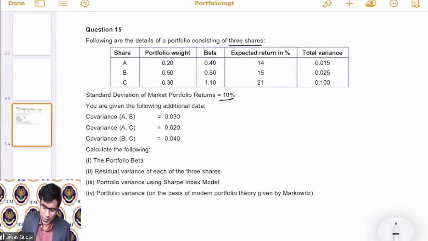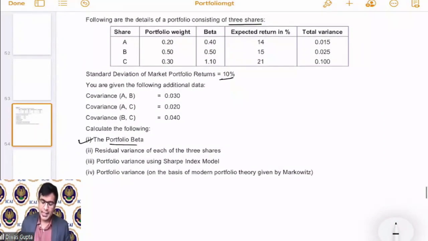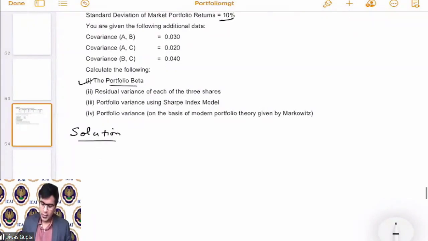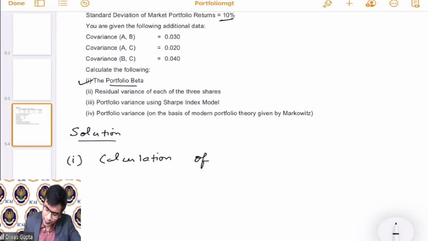So first they are asking us to calculate the portfolio beta. So students, if we go step by step and try to remember what we have studied in the previous sessions, we will definitely be able to solve this. So let us start. So first we are required to calculate the portfolio beta.